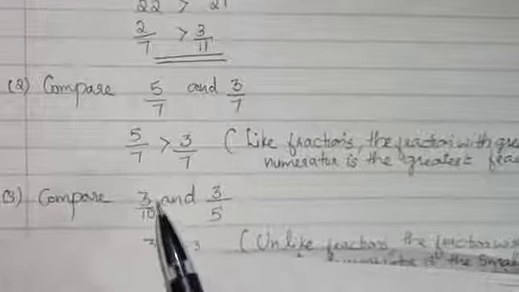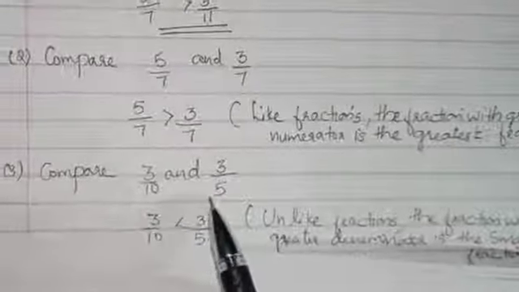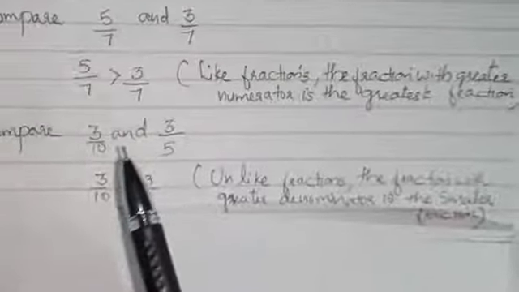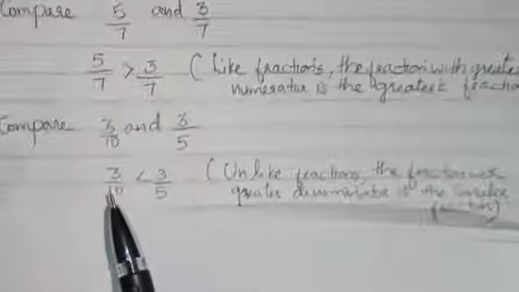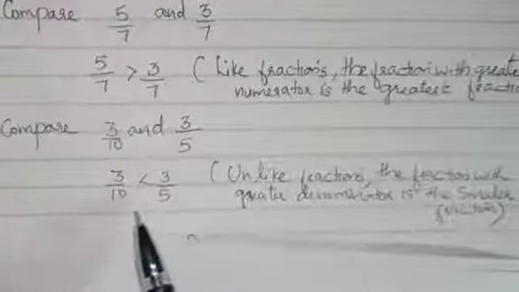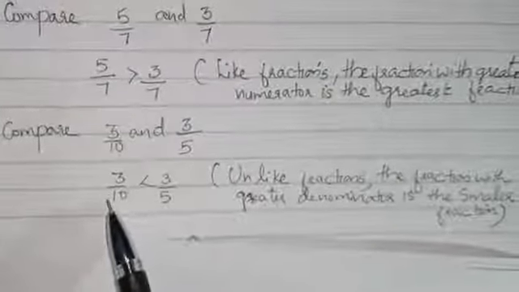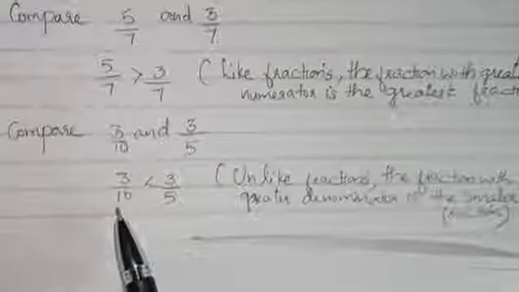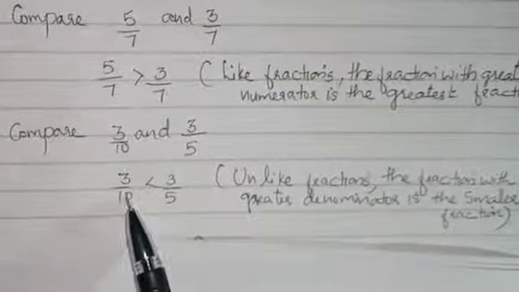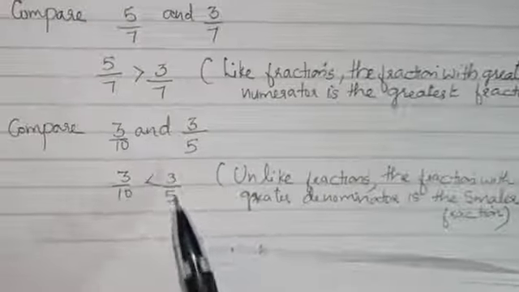Then compare 3 by 10 and 3 by 5. Here the denominators are different but the numerators are the same. If the numerators are the same, the fraction with the greater denominator is the smaller fraction. Comparing 10 and 5, 10 is greater. So the fraction with the greater denominator is the smaller fraction. So 3 by 10 is less than 3 by 5.